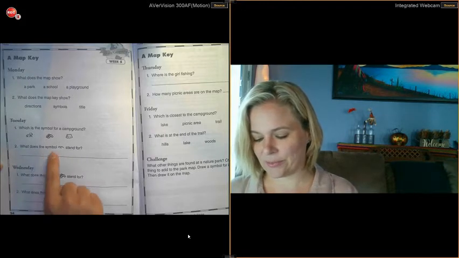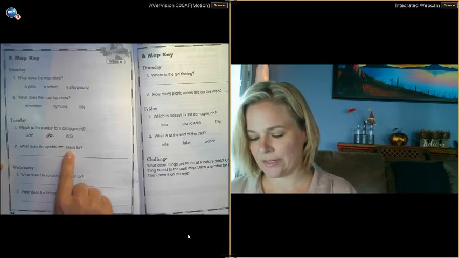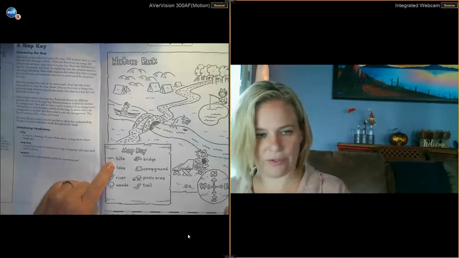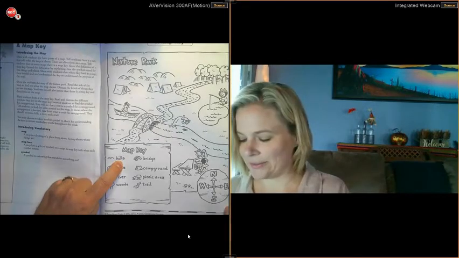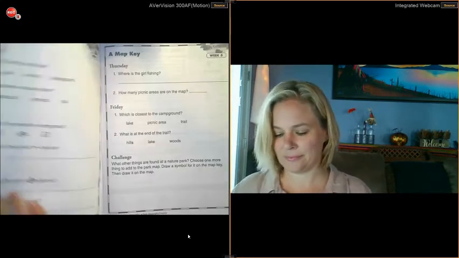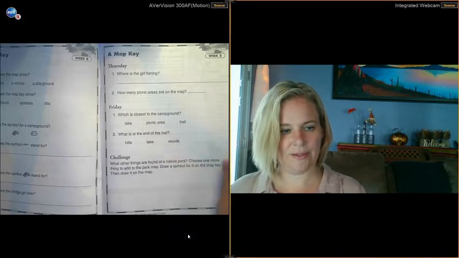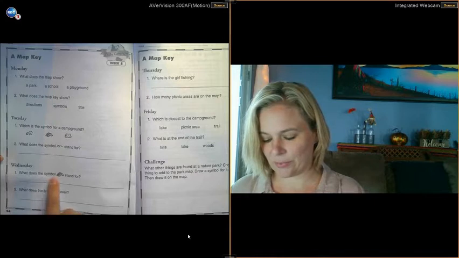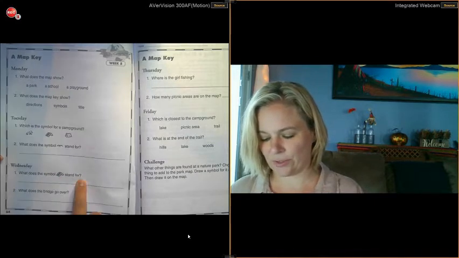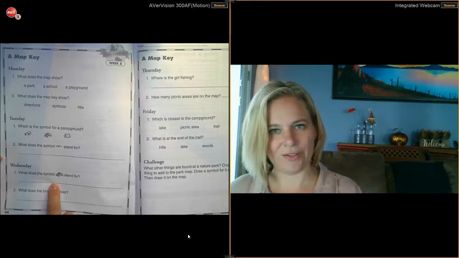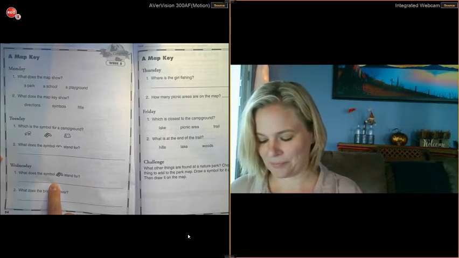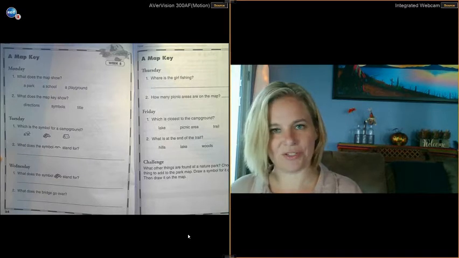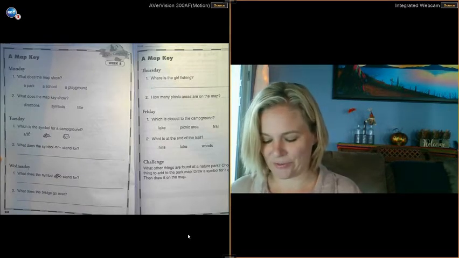What does the symbol with the 2 curved lines stand for? Do you remember? You can go back and look. There's the 2 curved lines. Means hills. Okay. What does the symbol with this arch stand for? Do you remember? If not, you can go back and look in the map key. Write down your answer there. If I'm going too fast with any of these, feel free to pause the video while you write it in.